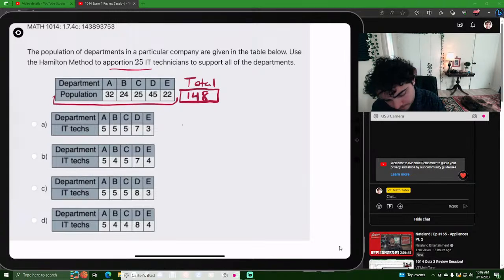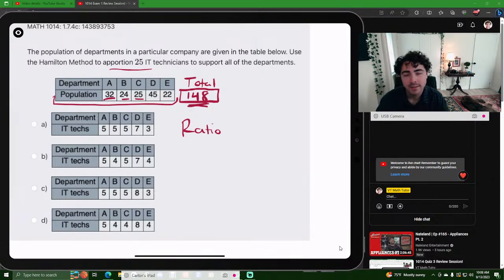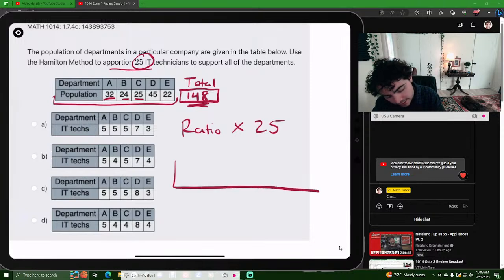And what I'm going to do is find the ratio by doing 32 divided by 148, 24 divided by 148, 25 divided by 148, and so on. That's going to give us the ratio of the population that each department takes up. But to save time, I'm going to also simultaneously multiply each of those ratios by the 25 IT technicians. So I'm going to find the ratio by doing, say, 32 divided by 148. Then I'm going to multiply it by 25. And that should start to give us the values that we're actually looking for in the chart here.